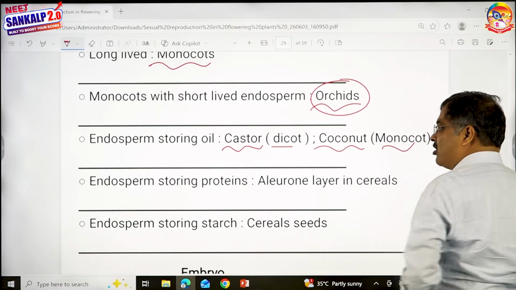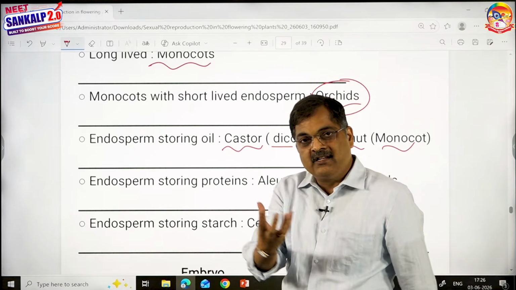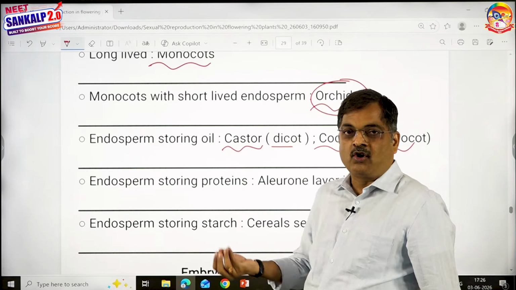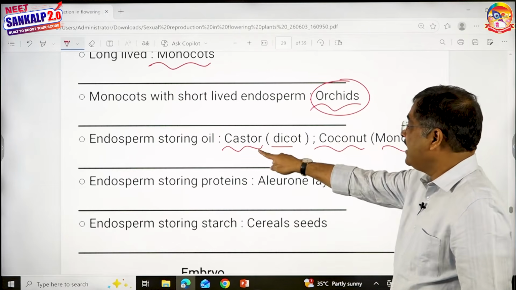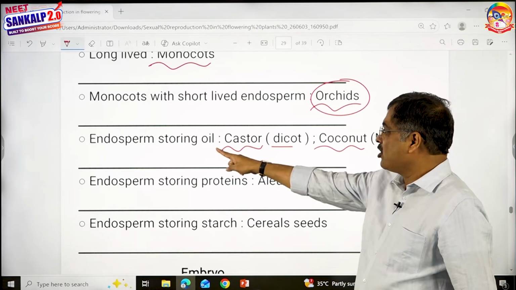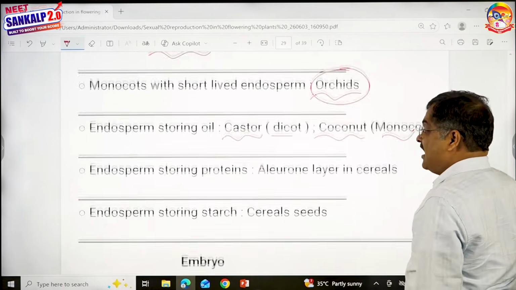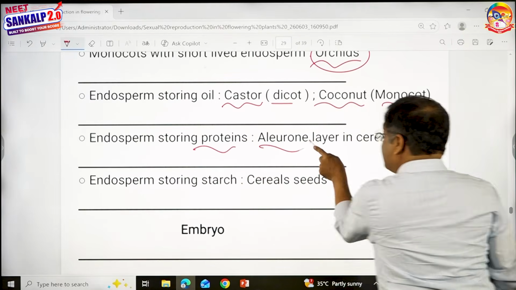Coconut, it's a monocot, isn't it? That white-colored kernel is nothing but what is called the endosperm, from where you get oil. So therefore, a monocot with oily endosperm, coconut. Dicot with oily endosperm, castor. Endosperm storing proteins is aleurone layer.